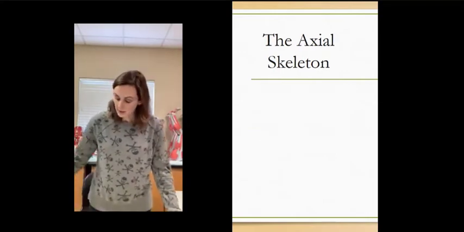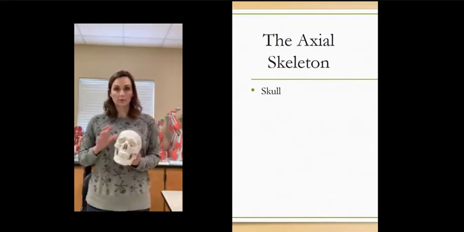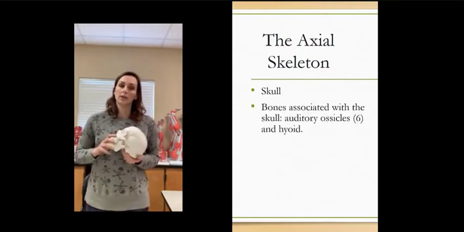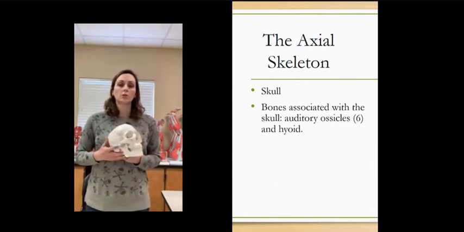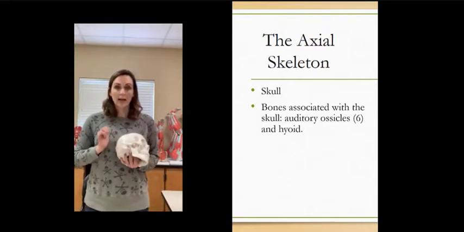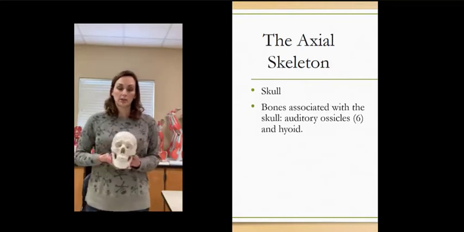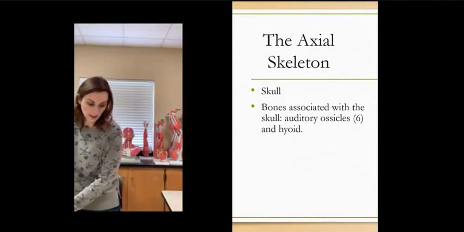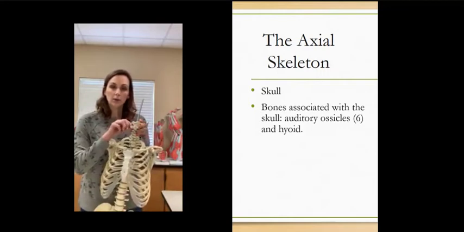So let's start with the skull. So the bones of the skull, and of course what is associated with the skull, is going to make up the top part of the axial skeleton. So that's all the bones of the skull, and then the auditory ossicles. So the auditory ossicles are found inside the ear, and there's going to be three on each side. And then we've got the hyoid bone. And the hyoid bone we can find right here. So we're going to talk about that a little bit more in just a few minutes.